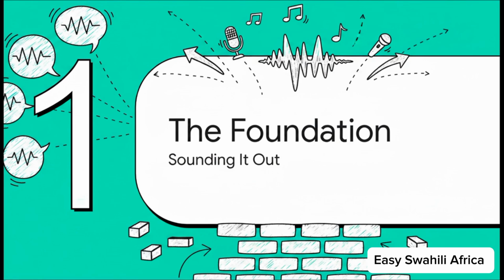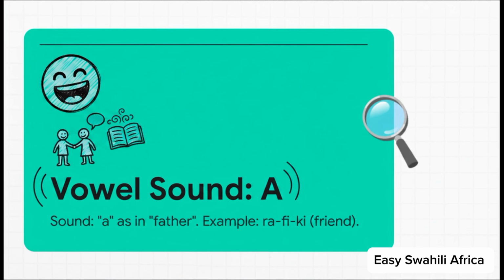Okay, let's put this to the test with the 5 basic vowel sounds. These are the absolute building blocks of the language. If you can master these, and you will, you're already halfway to pronouncing pretty much any Swahili word you see. First up, we have A. Just think of the A in the word father, that nice, open ah sound.